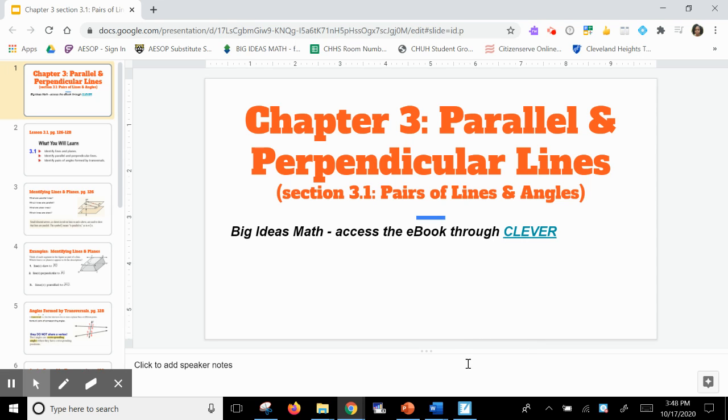Hello, class. I'm going to go over the notes for section 3.1 of chapter 3. We're beginning our lesson on parallel and perpendicular lines.